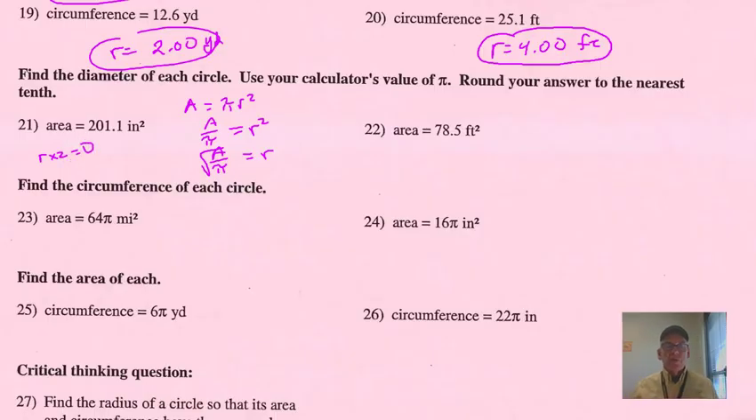So that's what's going on with each one of these. So we're starting with 2.01 divided by pi, take the square root of it, and then double it.